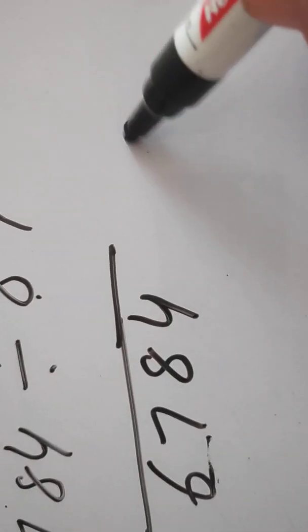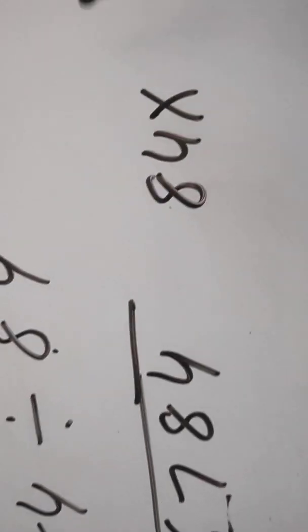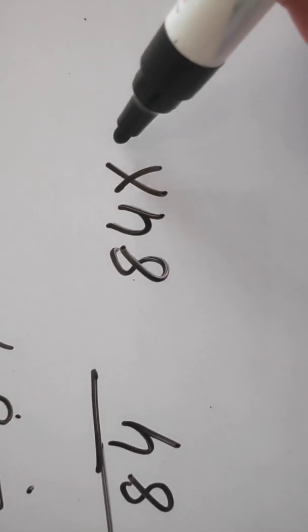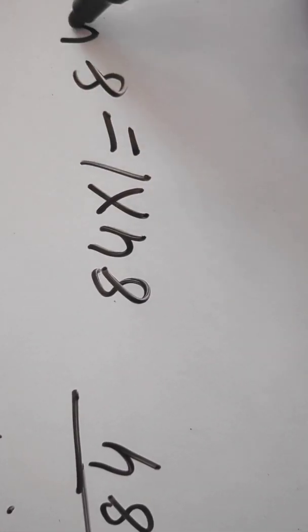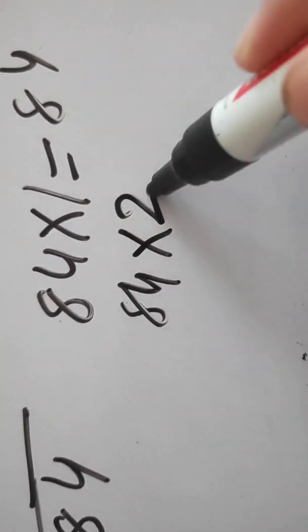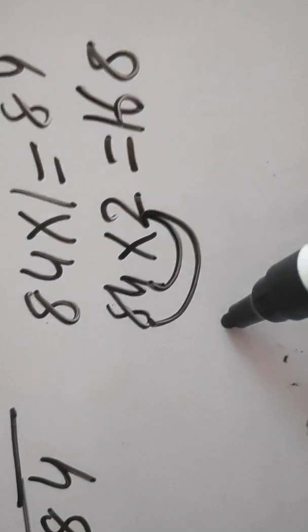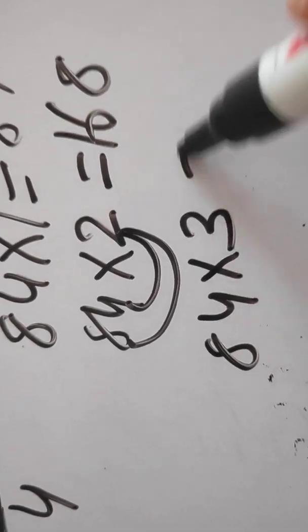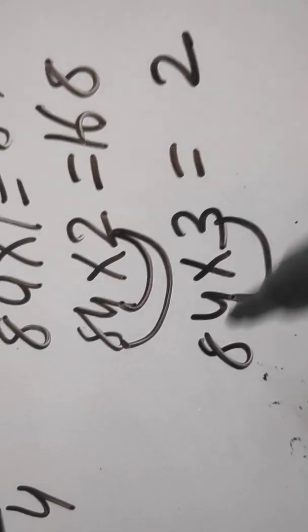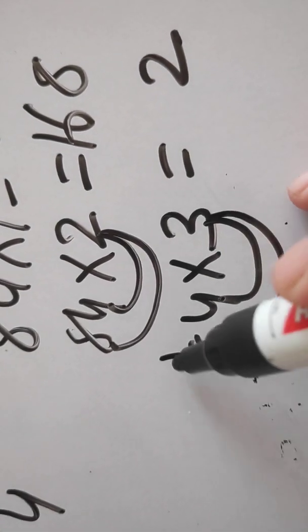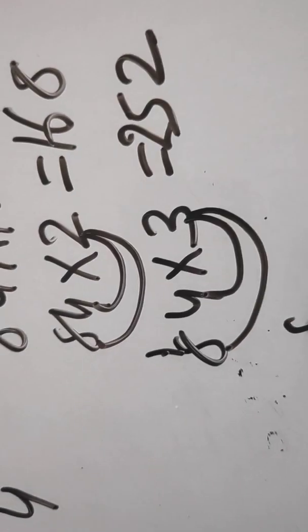Either you can check with the 8, otherwise you will write the multiplication of 84 up to 10. 84 is the same number. Then multiply 84 by 2. 2 4s are 8, 2 8s are 16. And 84 times 3: 3 4s are 12, 1 carry, 3 8s are 24 and 1 is 25.